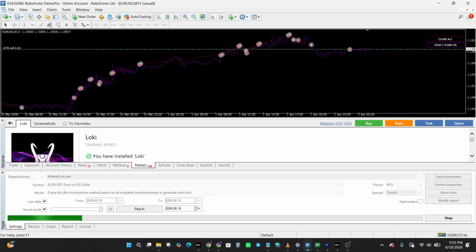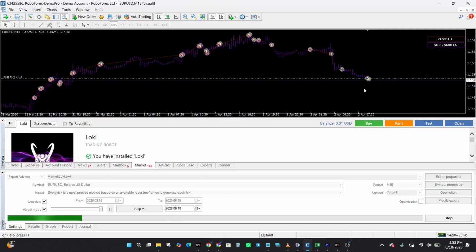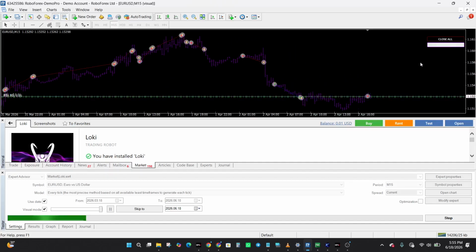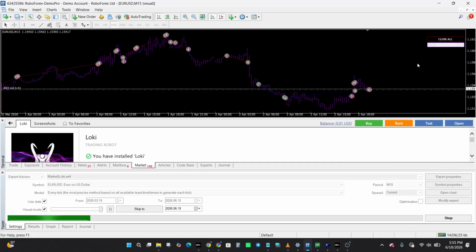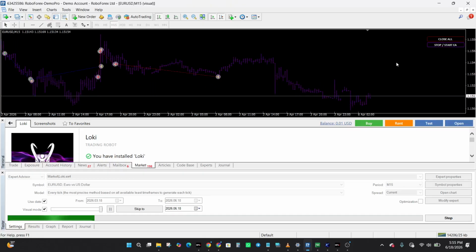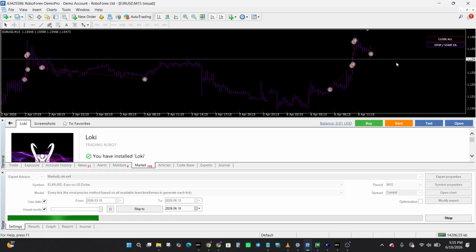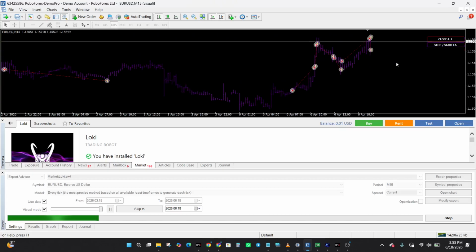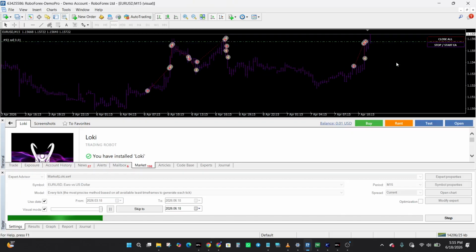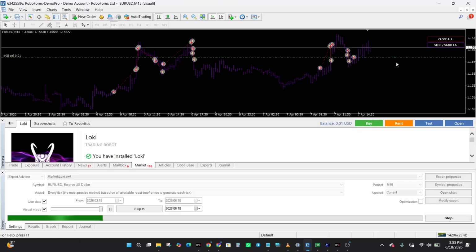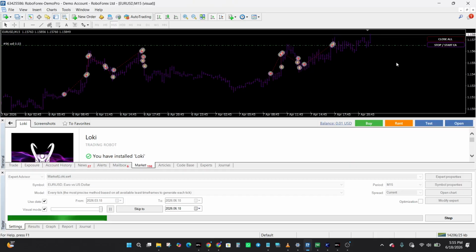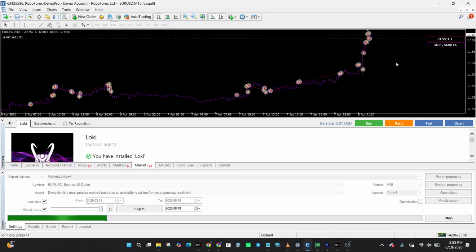Overall, Loki EA presents itself as an MT4 automated trading system that is focused on trend strength and tick volume analysis, with Euro USD M15 serving as the primary trading environment recommended by the developer. As always, before considering any live deployment, I would strongly suggest conducting your own testing, optimization, and forward evaluation on a demo account so that you can determine whether the system matches your personal trading objectives and risk tolerance.